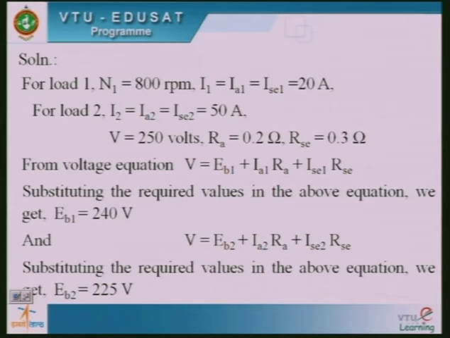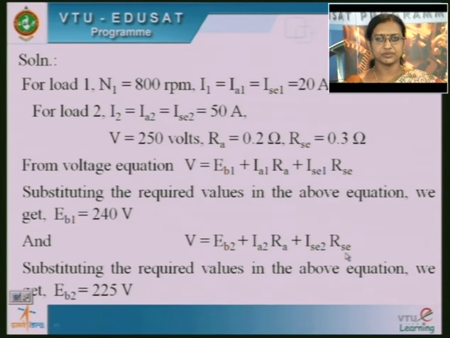You calculate that. For the second case, V is equal to EB2 plus IA2 RA plus ISC RSC. V is given, that is 250 volts as before. IA2 has now changed from 20 ampere to 50 ampere. RA is fixed. Since RA and RSC are connected in series, IA2 is equal to ISC2. Substitute the values and get EB2, that is 225 volt. EB1 is 240 volt, EB2 is 225 volt.